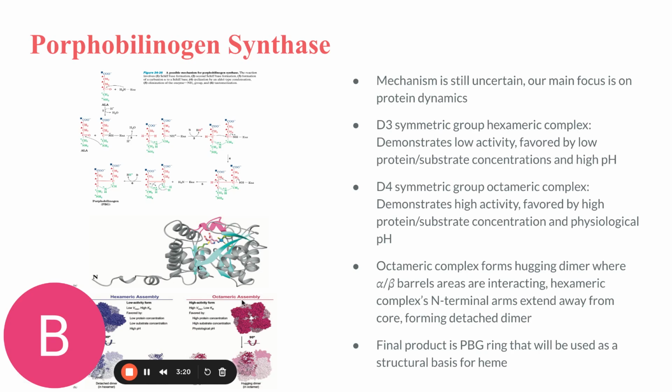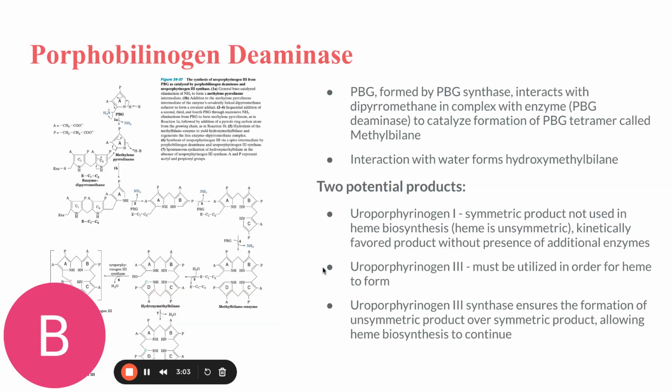This octameric complex shown in the bottom forms this hugging dimer where these alpha-beta barrels are interacting, and the hexameric complex's N-terminal arms are extended away from the core, forming this detached dimer with reduced activity. The final product is this PBG ring that will be used as a structural basis for heme. PBG interacts with dipyrromethane in complex with PBG deaminase, the enzyme, to catalyze formation of PBG tetramer. This is called methylbilane, and then interaction with water forms hydroxymethylbilane.